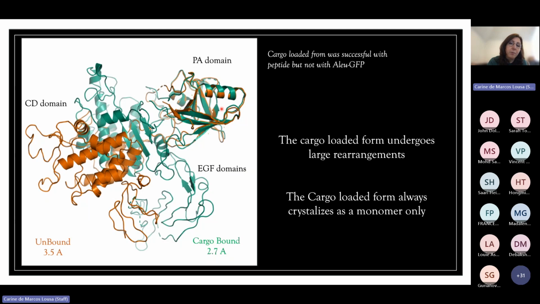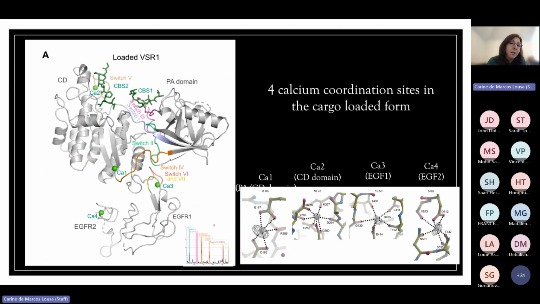What we also found surprising is that the cargo-loaded form always crystallized as a monomer only. We never found any trimer when the receptor is bound to cargo. The other thing that was very surprising for us is that we found 4 calcium coordination sites in the cargo-loaded form. You can see here calcium 1, calcium 2, calcium 3, and calcium 4. We were expecting in the EGF domains one calcium binding in each EGF, but we were not expecting to find these calcium coordinations in the CD and across the CD and the PA domain.